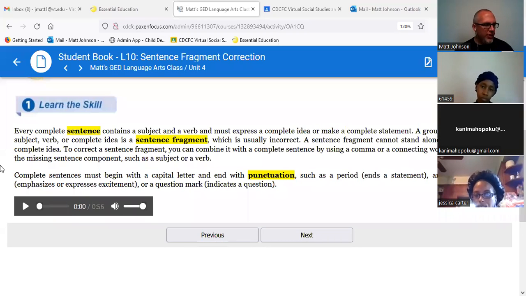Okay, yeah, so we'll start with sentence fragments, and it all works hand in hand because it's basically making sure that you understand how to put together basic sentences. So we'll listen to our audio first.